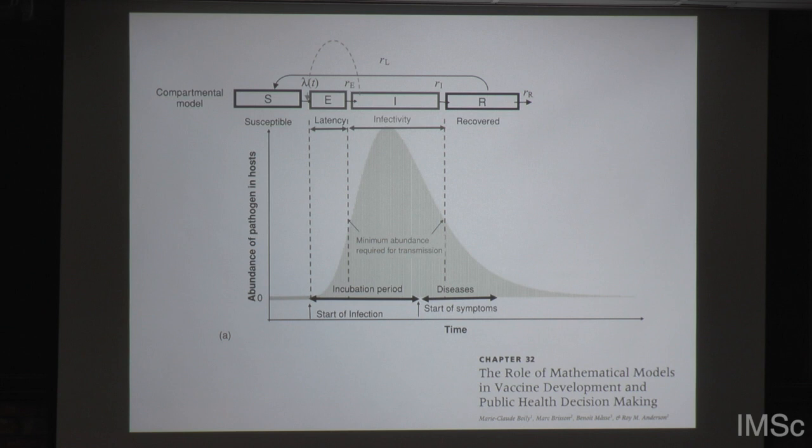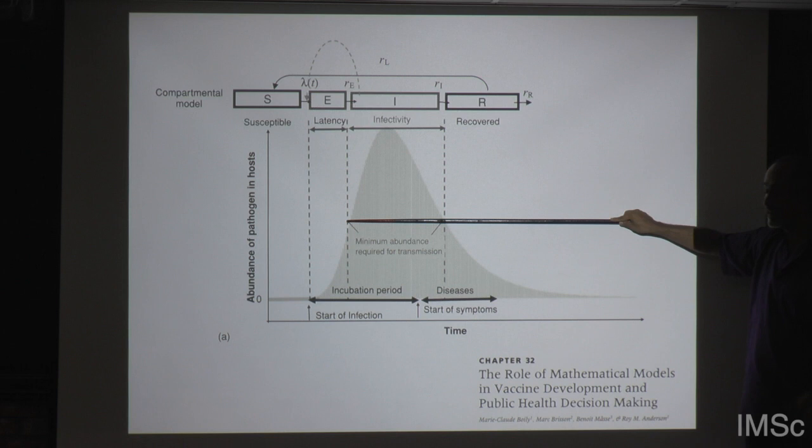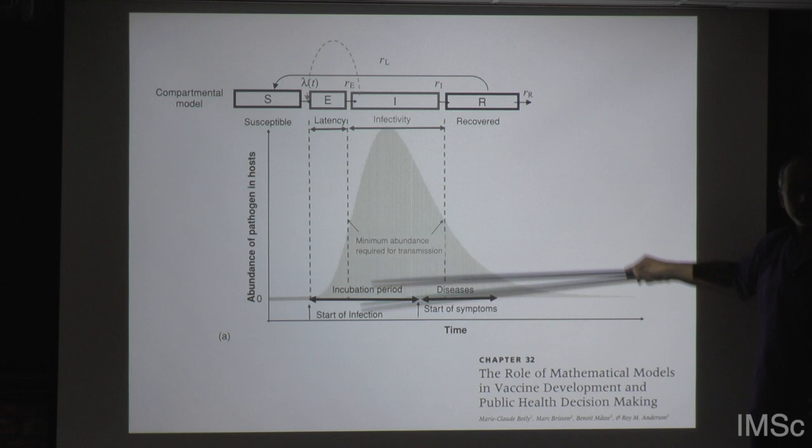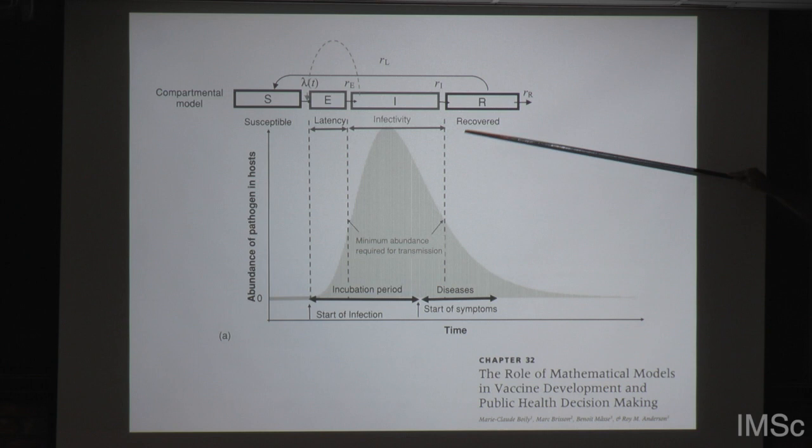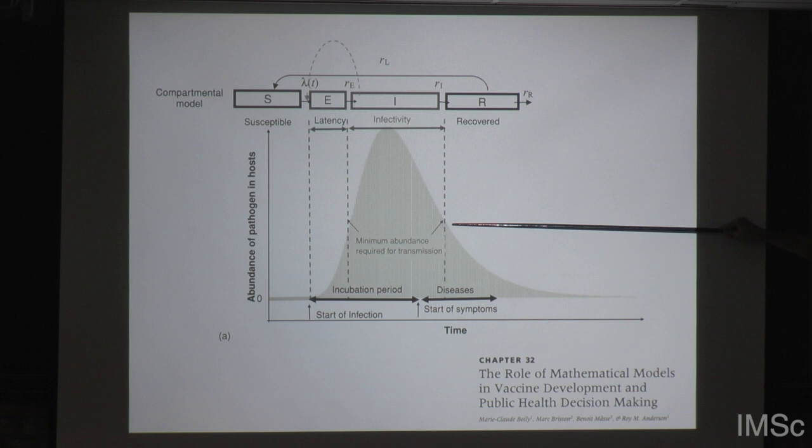The point between here and here where the viral load has reached such a level that you can transmit to other people, this is called the infective period, and this is the point at which the person who's infected can convey that infection to other people. Finally, beyond here is when the immune system has picked up, the viral load has come down, you're below the abundance required for transmission, and this is the point at which you recover.